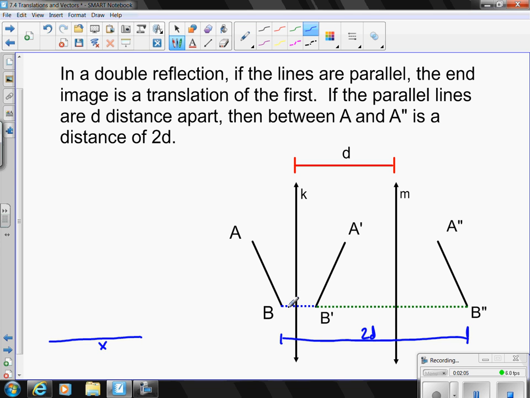And it makes sense if you think about it, because this length and this length are the same. This length is this length, and then this green length and this green length are the same. So really, in here, we have half the blue, half the green. So it makes sense that the total length is going to be double. But a double reflection is the same thing as a translation.